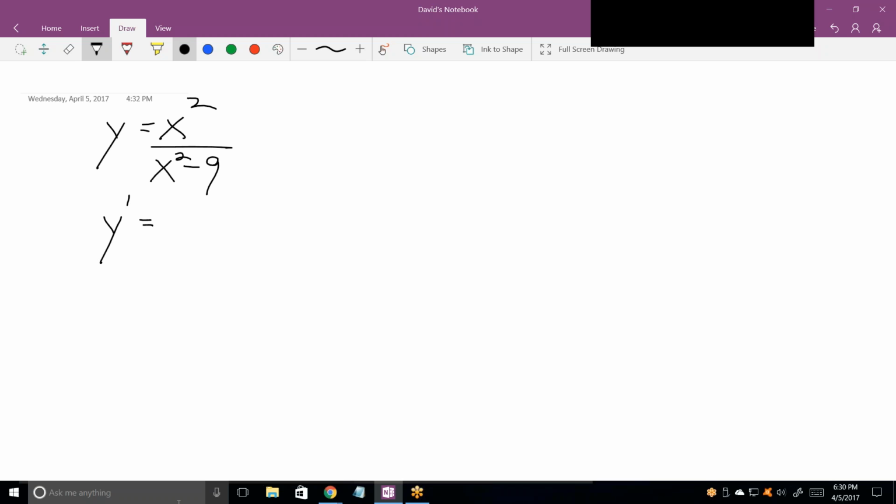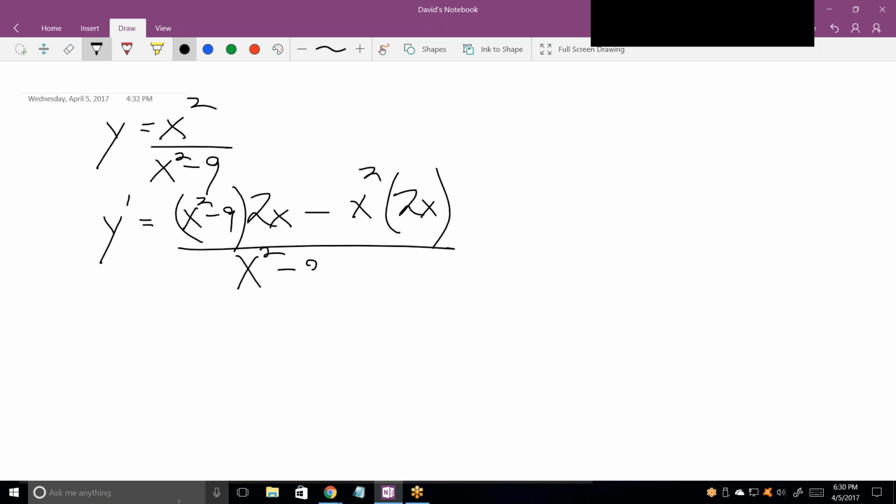So let me think, is there an easy way to do this? Don't see it. All right, tell me what the first derivative is. Do it step by step and then we'll simplify it. Okay, so x squared minus 9 times 2x, minus x squared times 2x, over x squared minus 9 quantity squared. Okay.